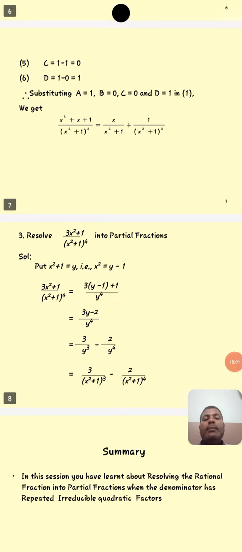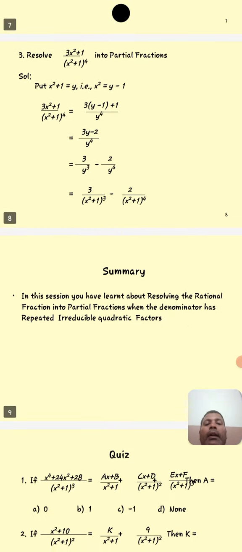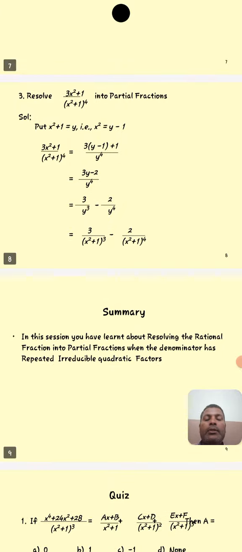So in this method, we observe here an irreducible repeated quadratic factor is there. So one repeated linear factor is there, another one is a non-repeated linear factor, one non-repeated irreducible factor and a repeated irreducible factor. In total, 4 types of partial fractions are available. Okay, then we have to resolve it into partial fractions.